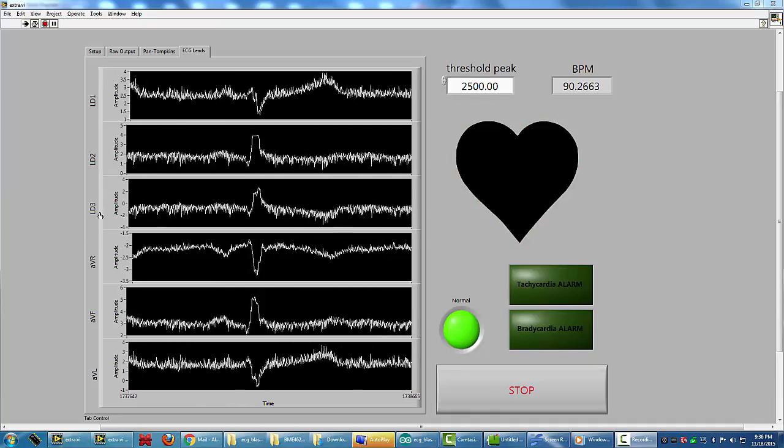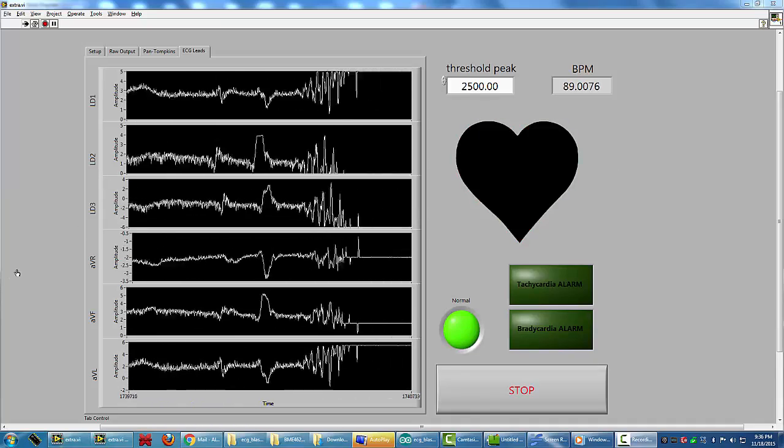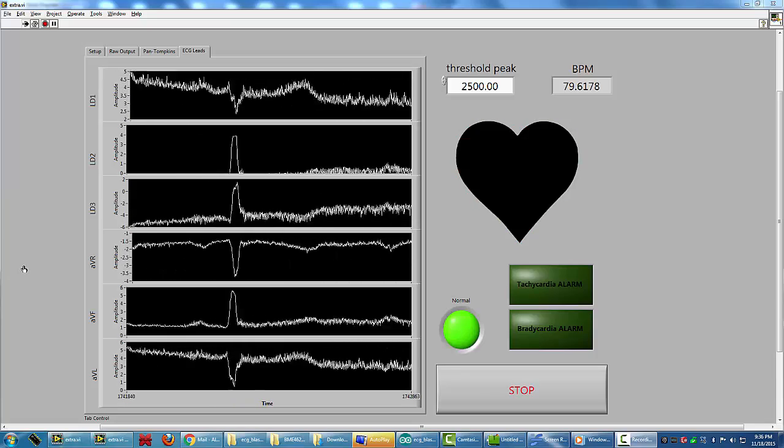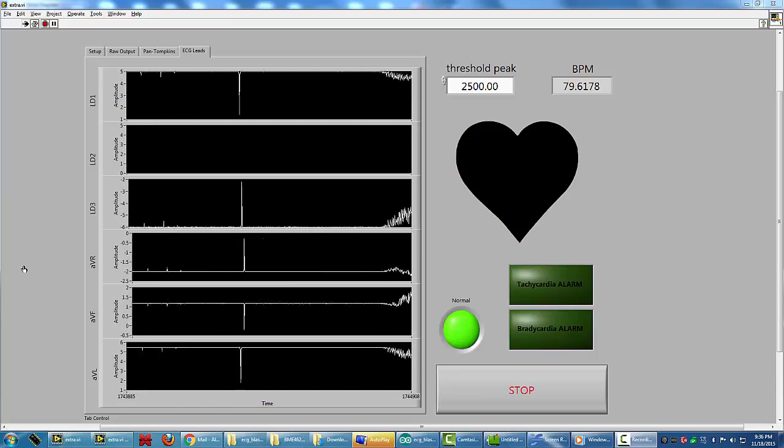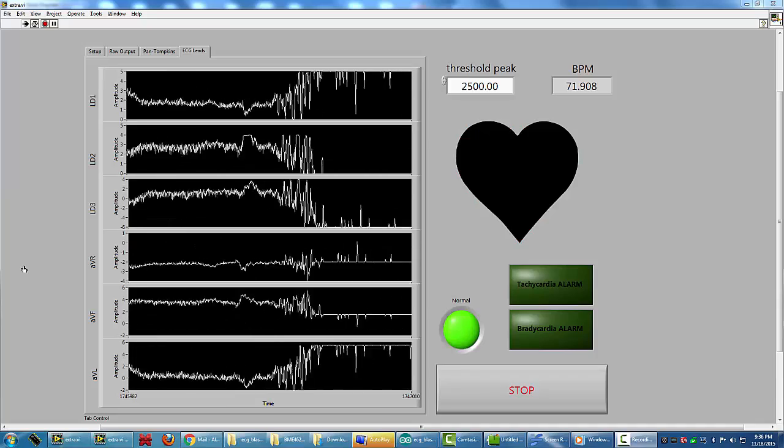Here we are demonstrating motion artifacts, so when the patient is squeezing their fists, you can see that the LabVIEW code or the circuit is responding to that change.